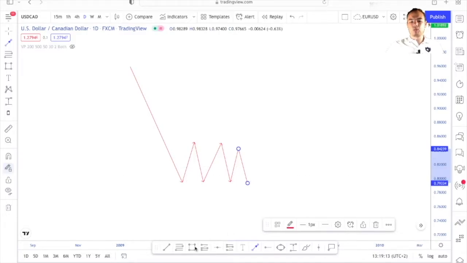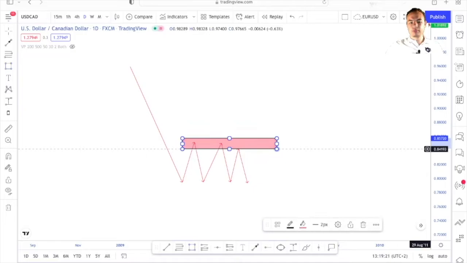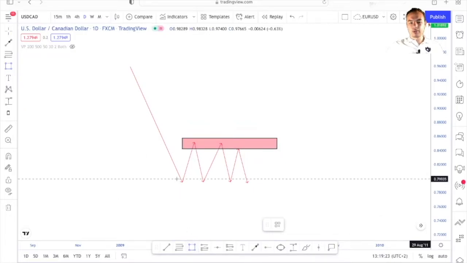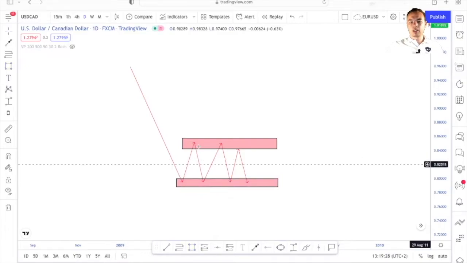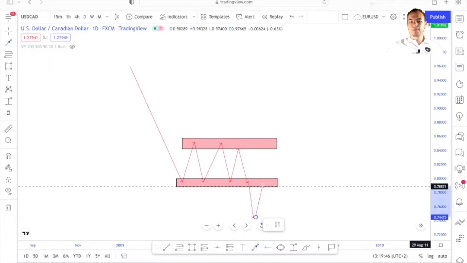But this is what will happen, and what you'll have is sort of a resistance there, and then sort of a support here. So some people call it a bearish flag. Okay, it looks like a flag. It has the flag pole, and then you've got your flag, the bearish rectangle. So then what will happen is price will break through. You wait for the retest, and then you sell.